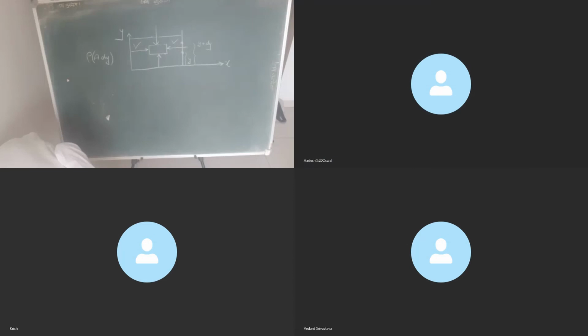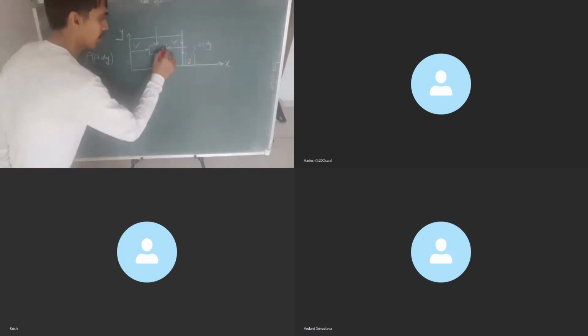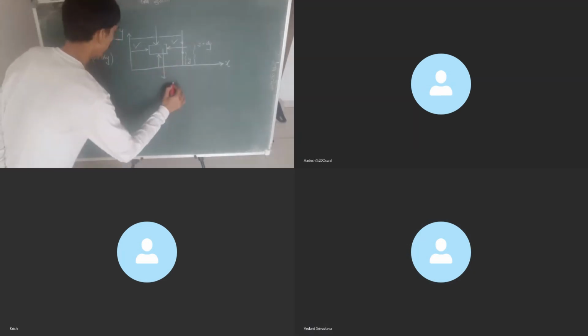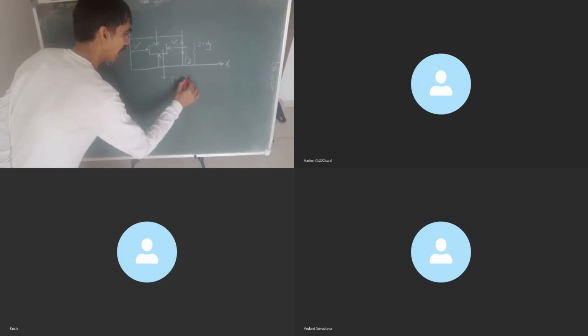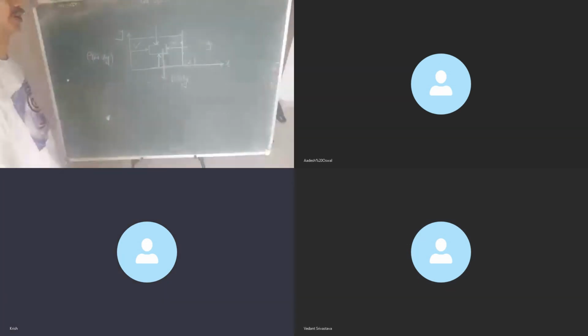Then what about the vertical? Vertical, of course, cannot be balanced. Why? Because in the vertical direction there is one more force acting. And what is that? Rho A dy g, the weight. Agreed? Where rho is density.